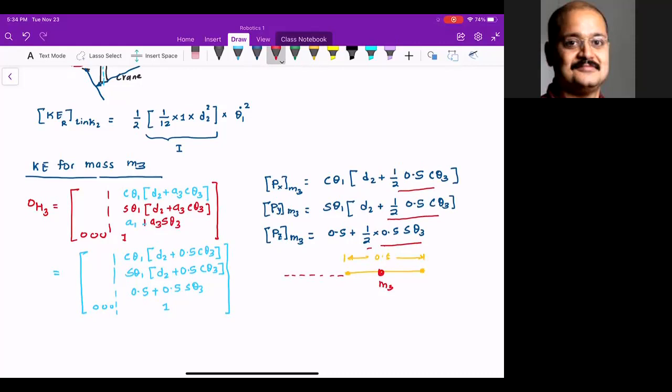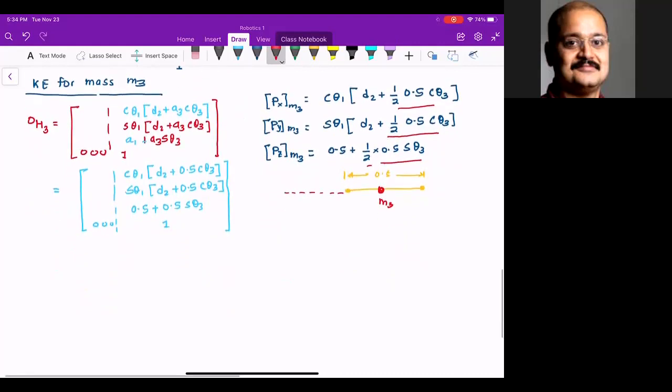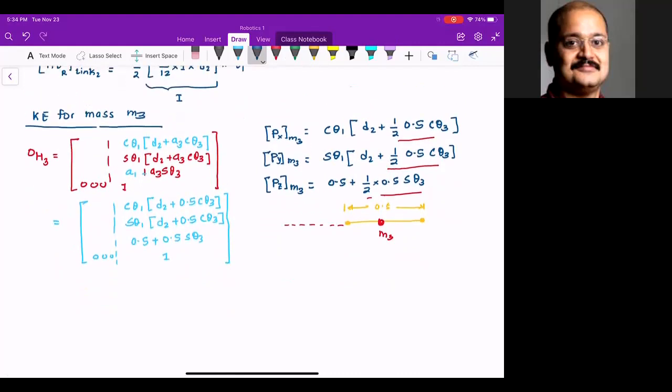Now the question comes is, how do we find out the velocities? And the fun begins. For 0h3, it's just the inverse of 0h4 times h2, right? 0h3 is 0h1, 1h2, 2h3. I don't think there is any inverse here. Okay, once that is done, then the fun begins.